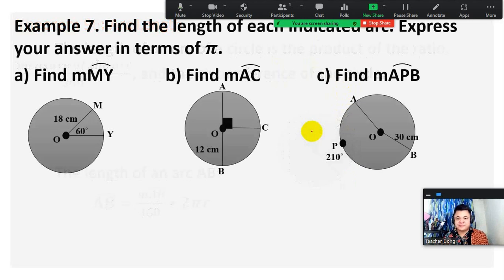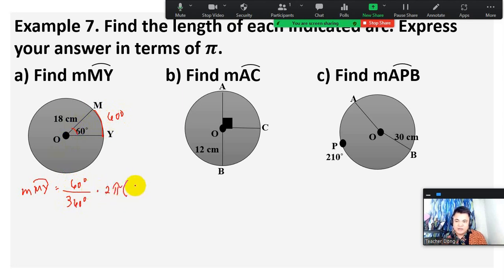Now, let's answer the following. Find the length of each indicated arc and express your answer in terms of pi. So let's start first with arc MY. The degree measure of arc MY is 60 degrees because the central angle is 60 degrees. So substitute 60 degrees over 360 degrees times the circumference 2 pi and the radius, which is 18 centimeters.